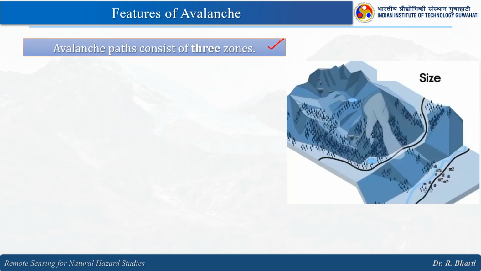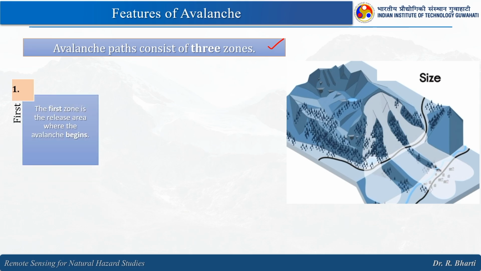So, avalanche path consists of 3 zones, right. So, here we will understand. So, here you can see the size. What is the size of the avalanche? That also matters, whether it is a small scale, whether it is a large scale. So, that is very important.